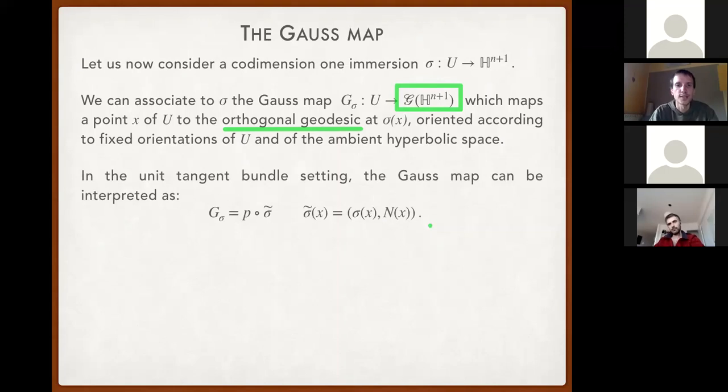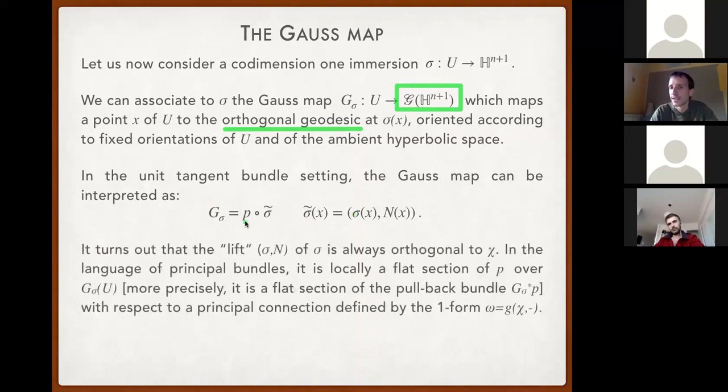And it's useful to consider this map in this unit tangent bundle setting. This map can be seen just as the composition of this lift sigma twiddle, which is just lifting the immersion in H to the n+1 to the unit tangent bundle by means of the normal vector, and then post-composing with P, which is the bundle map from T1 of H to the space of oriented geodesics. Hopefully this is clear, otherwise do not hesitate to ask questions. And the important thing is that this lift is tangent to the orthogonal of the geodesic flow, so it's orthogonal to chi.